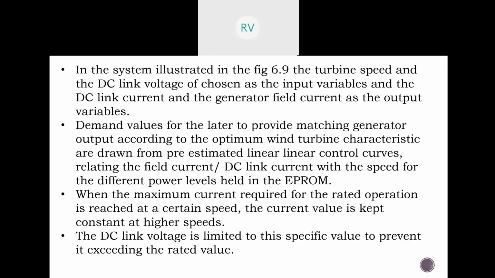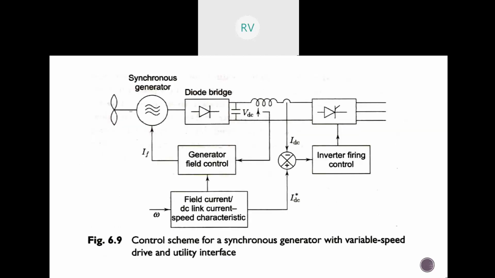When the maximum current required for the rated operation is reached at a certain speed, the current value is kept constant at higher speed. The DC link voltage is limited to a specific value to prevent it from exceeding the rated value. So basically, we are just maintaining all the rated values here.